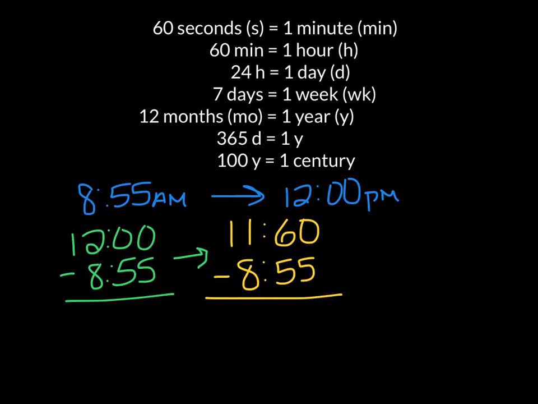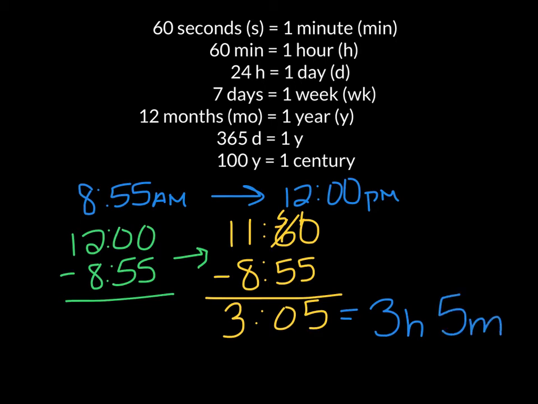So now when I subtract, I get 5, and 11 minus 8 equals 3. So you have 3:05, which looks like a time, but you read that as hours and minutes. So it equals 3 hours and 5 minutes. That's how long you need to wait until lunch.